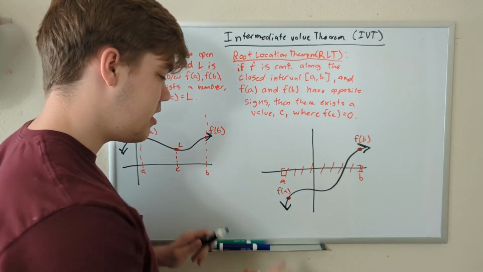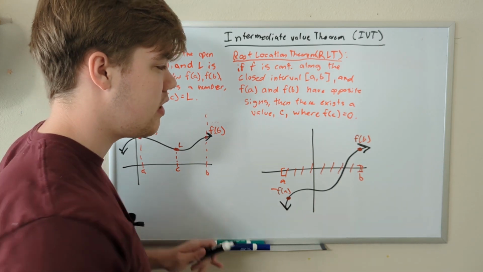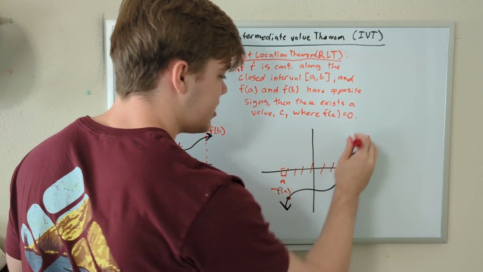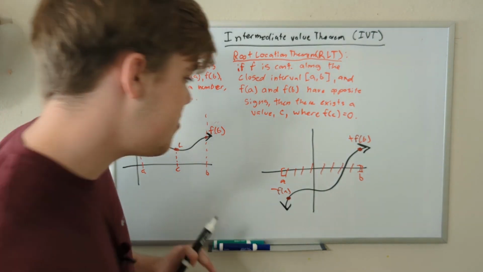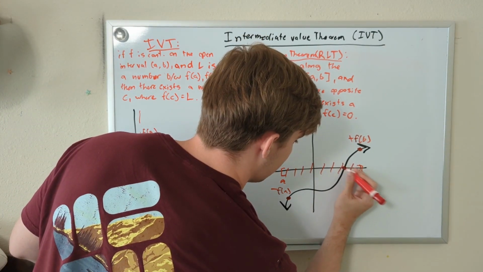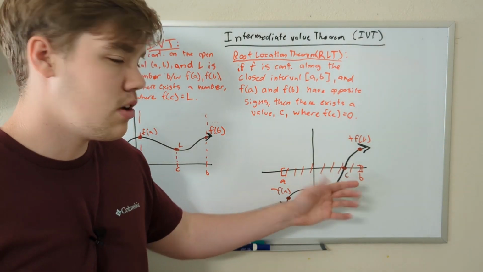have opposite signs, in other words, f of A down here is negative. It's below the y-axis, so this is a negative y. And f of B is positive. In other words, it's not negative, it's positive, which is the opposite of f of A. All that means is that there exists a value c, where if we were to plug in c to our function, we would get 0, in other words, a root.